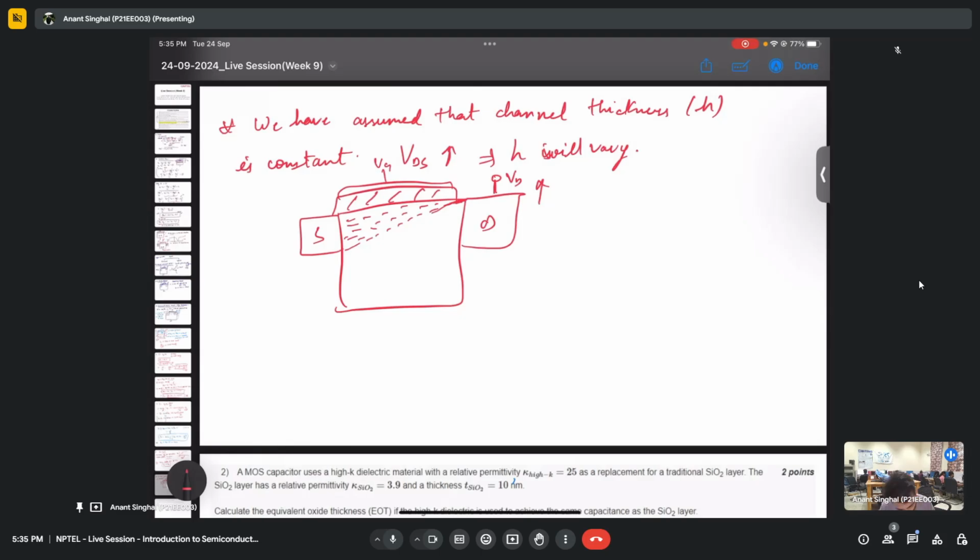So let's say I am considering two points in this particular diagram. One is this point, I'm naming this as 1, and one is this point, I'm naming this as 2. So first of all, why is the channel thickness not constant? This is the major question.